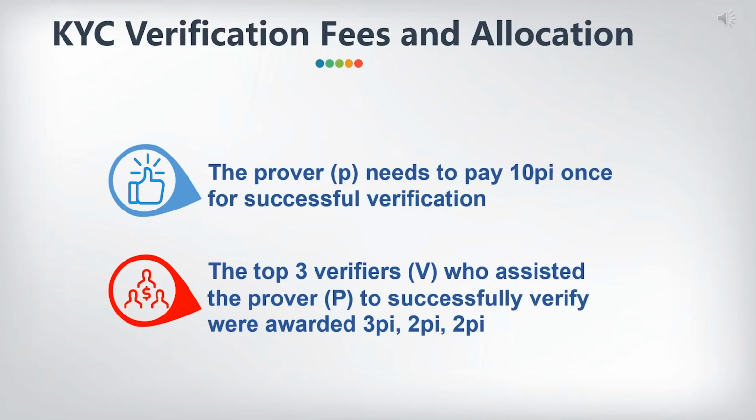KYC verification fee allocation. The prover needs to pay 10 Pi once for successful verification. The top 3 verifiers who assisted the prover to successfully verify were awarded 3 Pi, 2 Pi, and 2 Pi. The cost allocation needs to be approved by the core team, and it is currently pending.